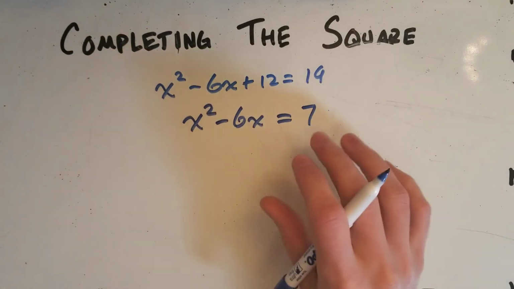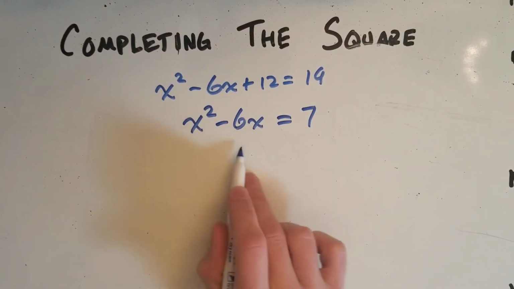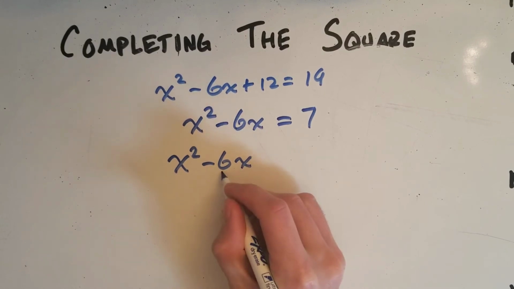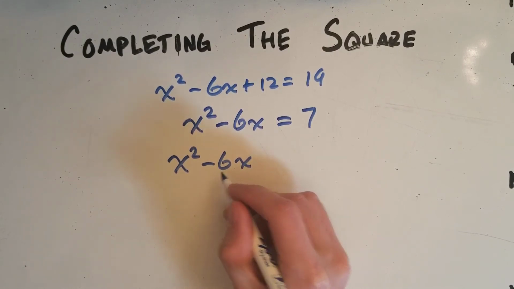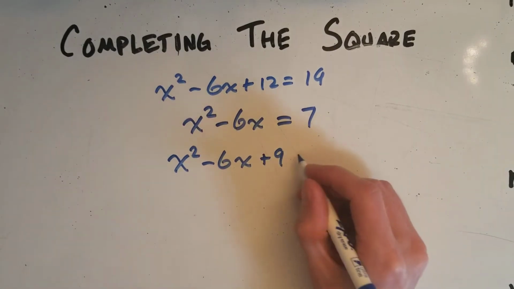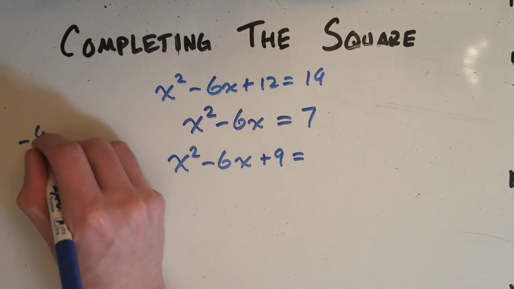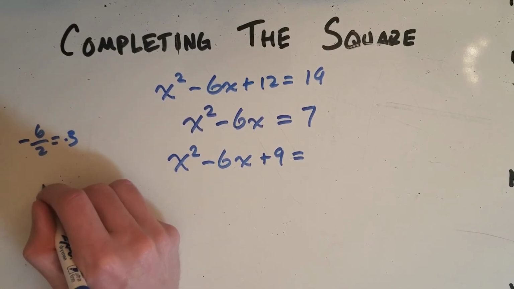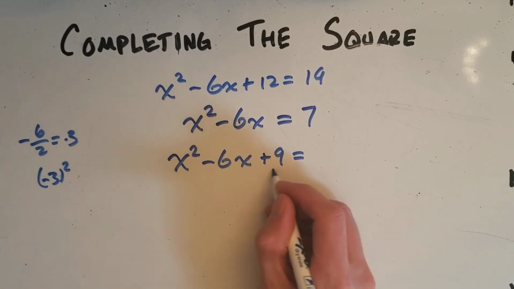Now the whole process of completing the square is going to turn this into a perfect square. To do that, you're going to take half of your b, so half of minus 6 is minus 3, and you're going to square it, so you're going to end up with plus 9. That's where the 9 comes from.